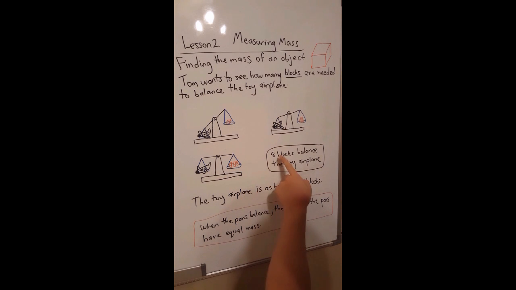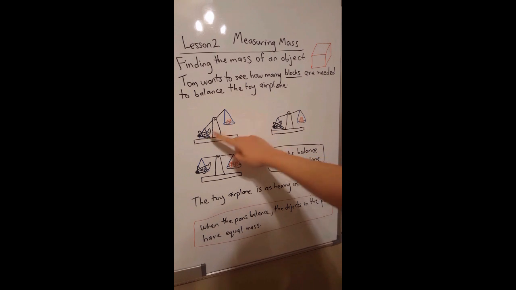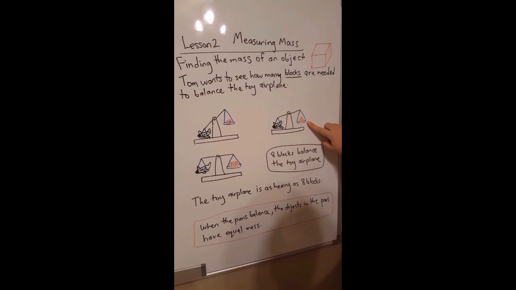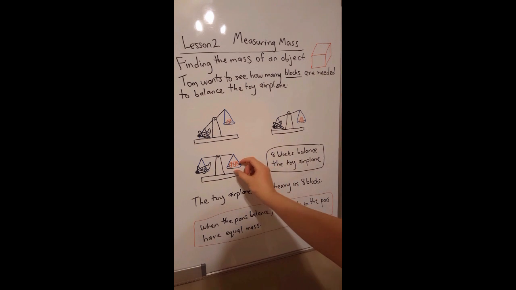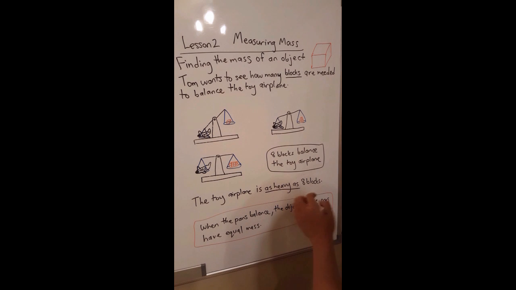You can see from this picture that 8 blocks balance the toy airplane. 1 block is not enough to balance the toy airplane. 5 blocks are still not enough to balance the toy airplane, but 8 blocks are able to balance the toy airplane. Now, what can we say? We can say that this toy airplane is as heavy as 8 blocks.